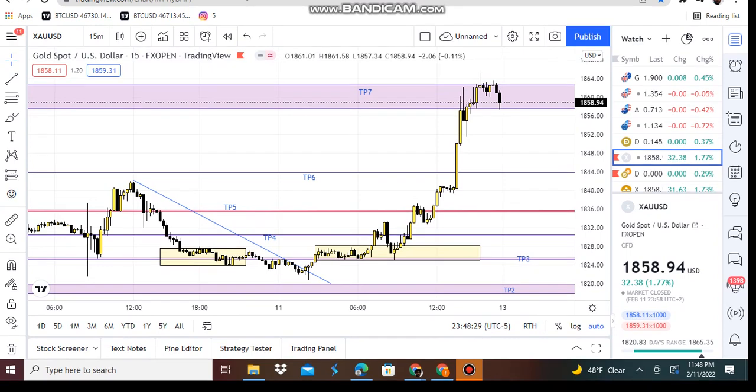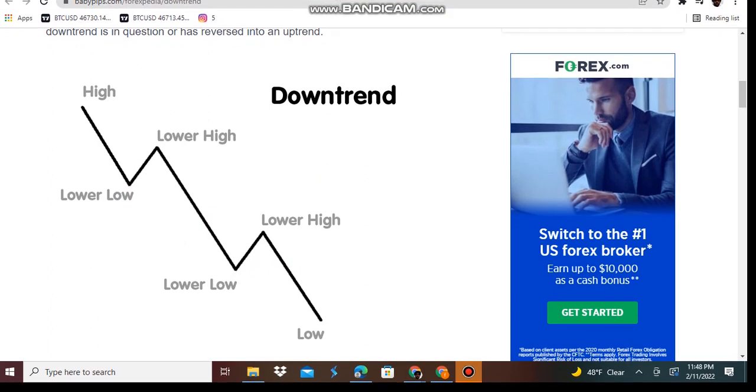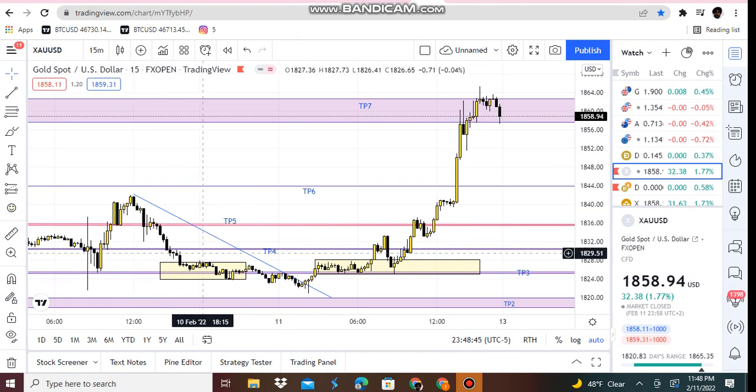As I'll show you right here, I just want to break down this major move real fast. Price is making lower lows and lower highs, letting us know we're in a downtrend, right? As we go back to our chart, it was in a downtrend, making lower lows and lower highs.